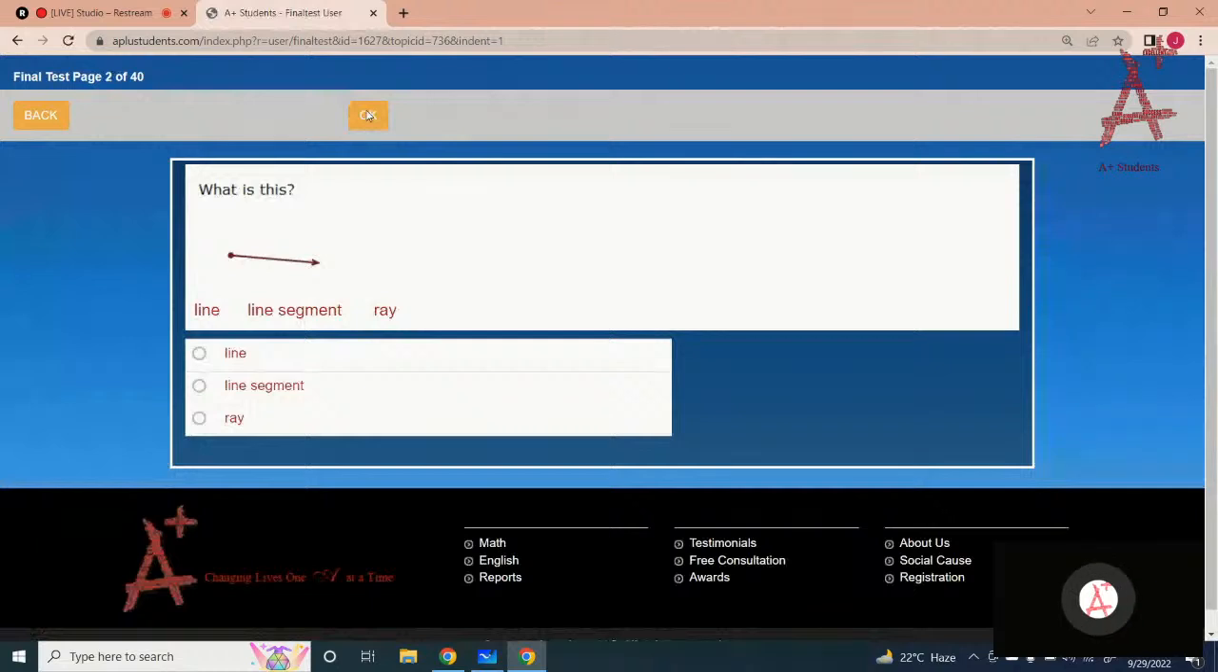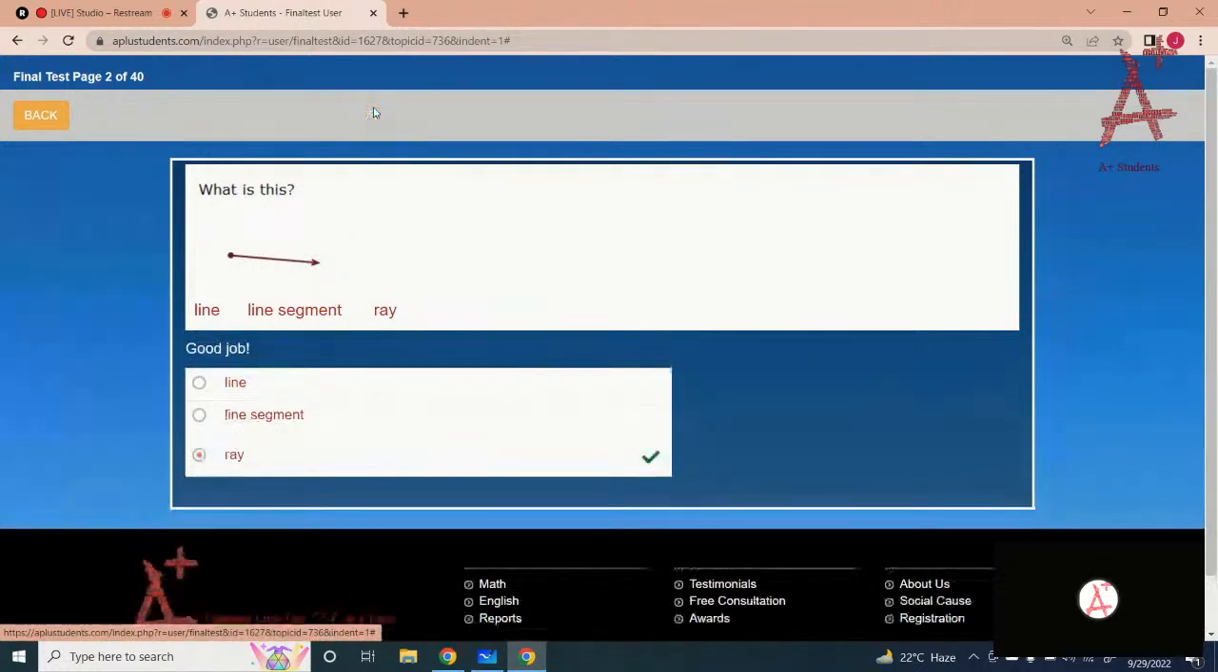Okay, the next one is, what is this? Is this a line segment or a ray? Yes, it is a line segment. The line segment must have, sorry, no, it's a ray. This ray has one endpoint. So it is a ray. Ray has one endpoint. So it is the ray. Select the correct option and click on the OK button.